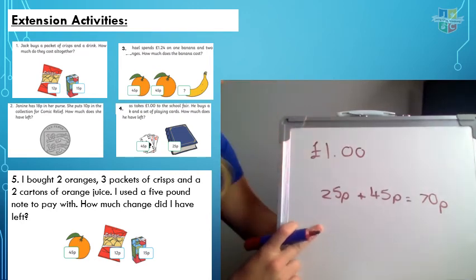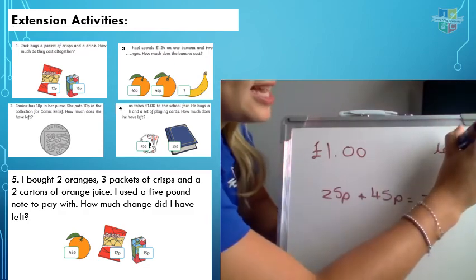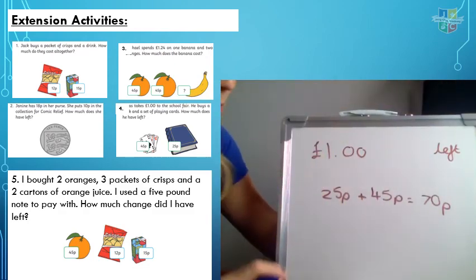Then how much does he have left? So because it's saying we want to know how much he has left, we want to know his change from £1.